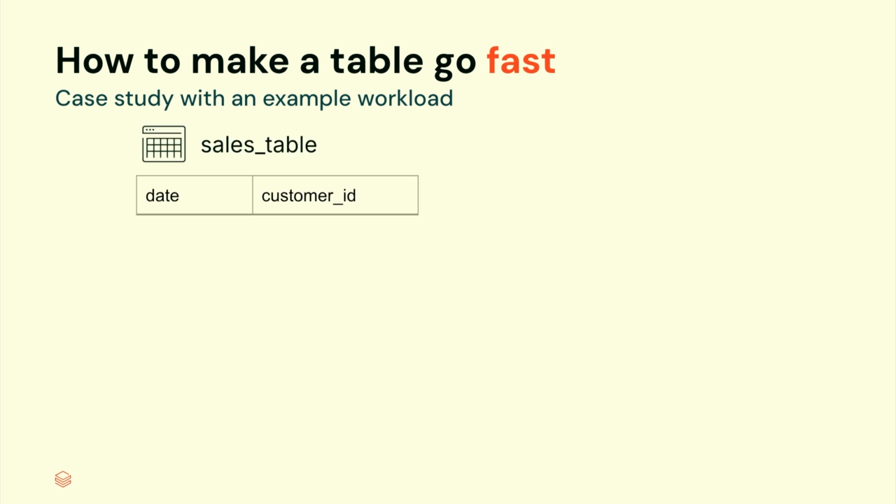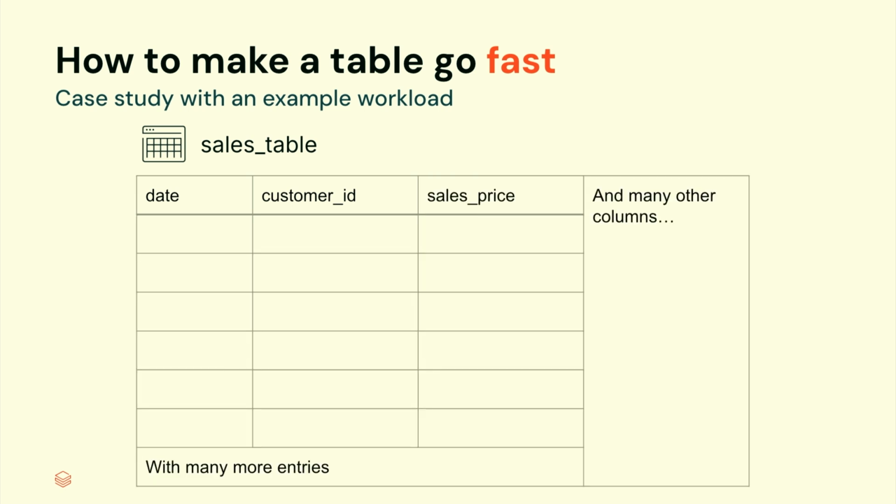OK, let's take this sales table I crafted. This has information of orders coming in each day. I'm showing two columns here, date column, customer ID. Date column indicates the day the order was placed. Customer ID is a customer who placed the order. Let's see, sales price tells us the cost of each order. There are more columns in there that are not shown right now.